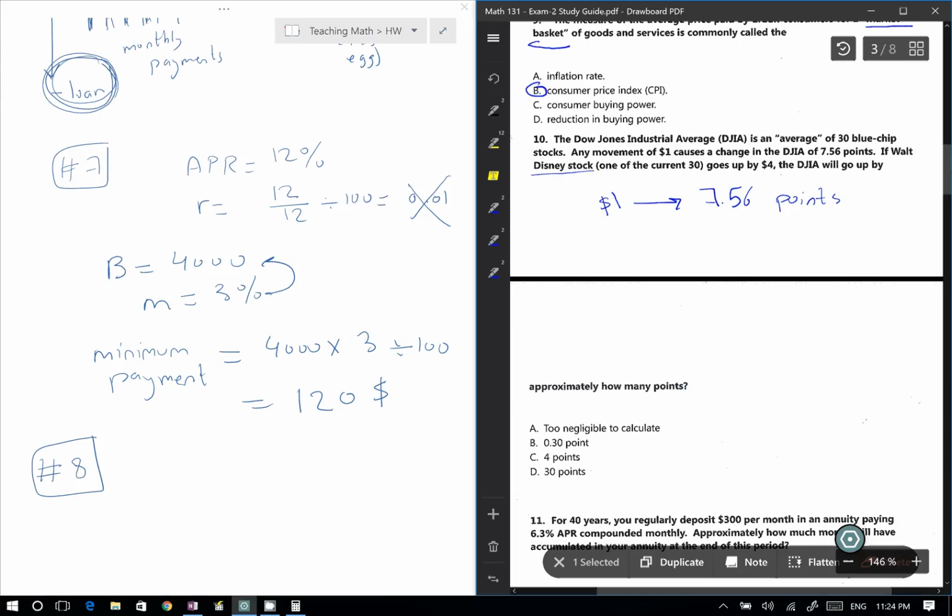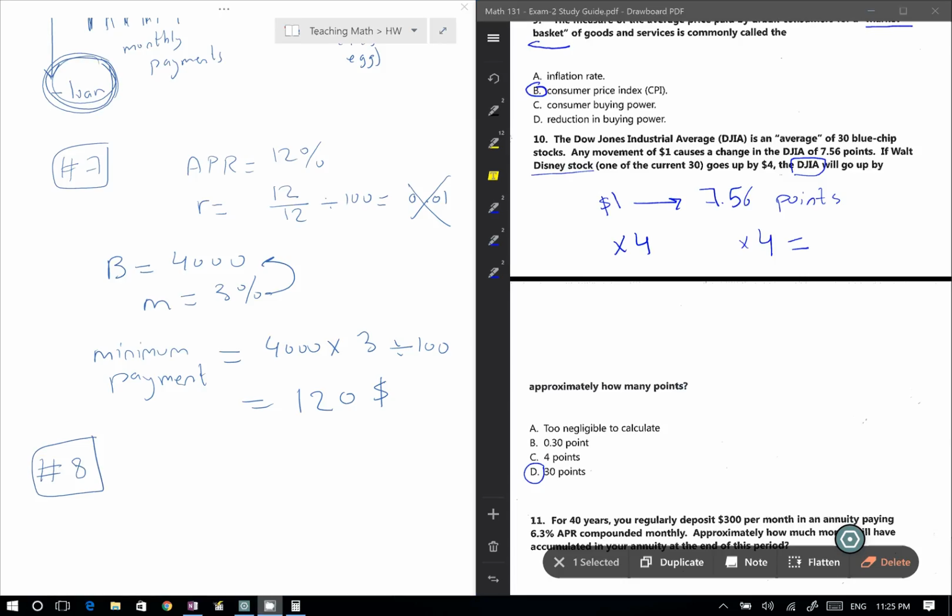If Walt Disney stock goes up by $4, the DJIA would go up by 7.56 multiplied by 4, and the answer would be 30 points. Okay.